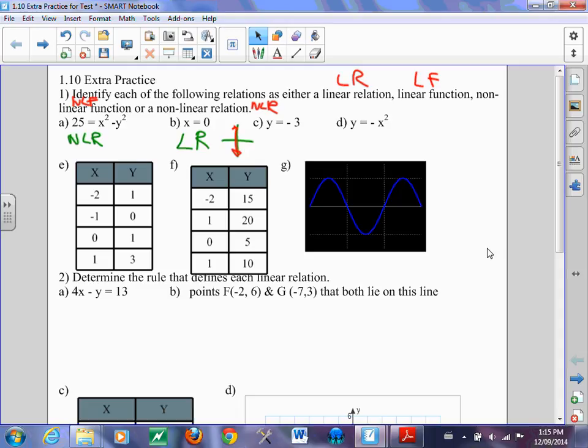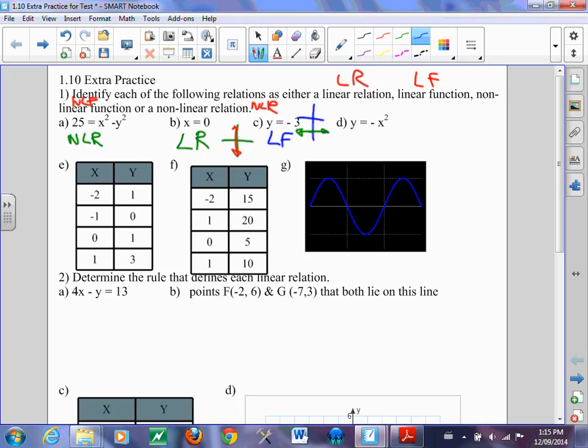All right, C, folks, y equals -3. First of all, there's no exponent, so we know it's linear. And it's a horizontal line at -3. So if you need a quick visual, it'd be right here at -3. So that would pass the vertical line test, so it would be a linear function.